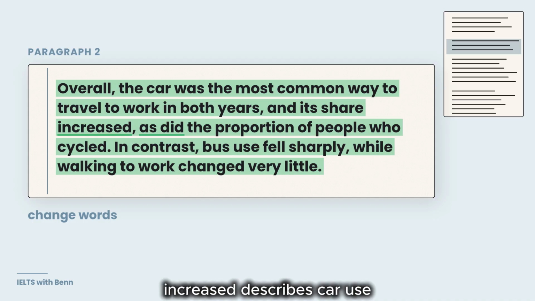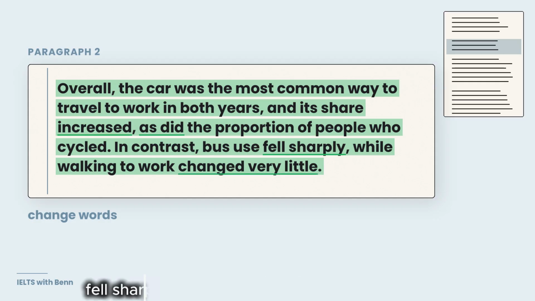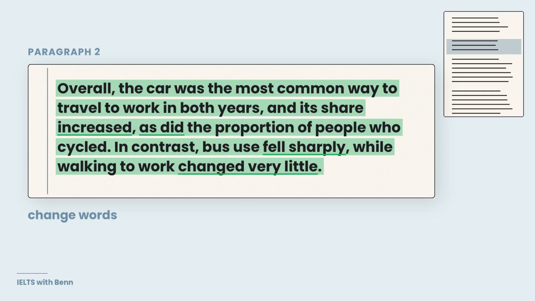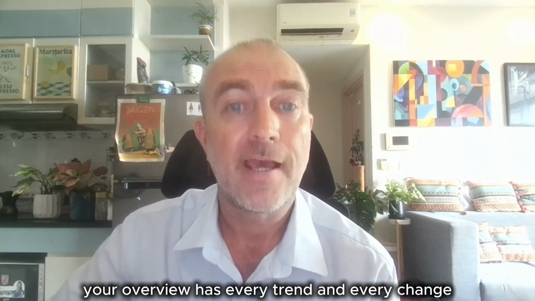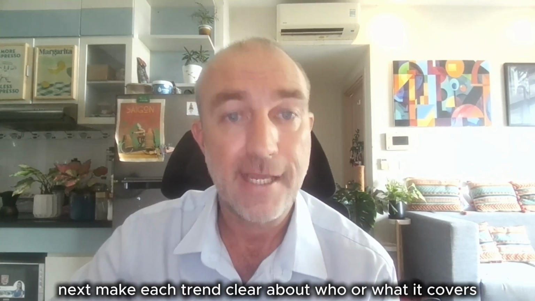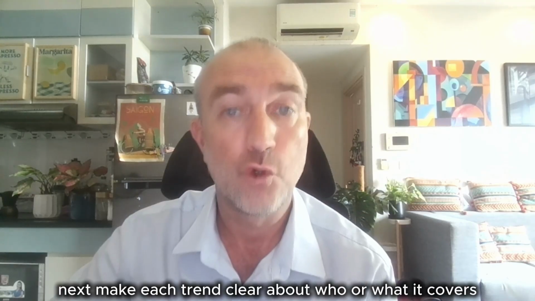Increased describes car use, as did shows cycling also increased. Fell sharply describes bus use. Changed very little describes walking. Your overview has every trend and every change. Next, make each trend clear about who or what it covers.